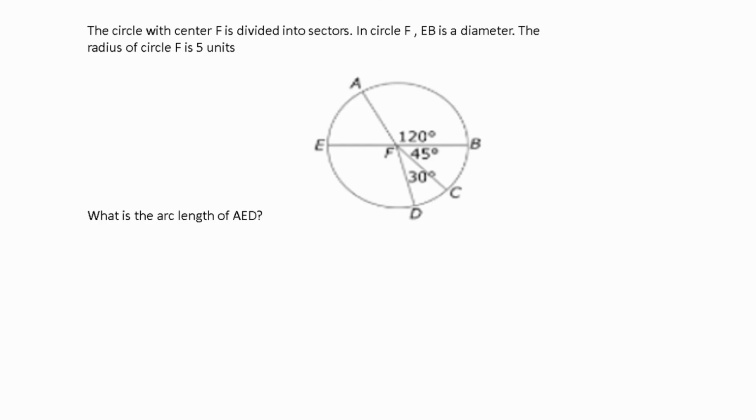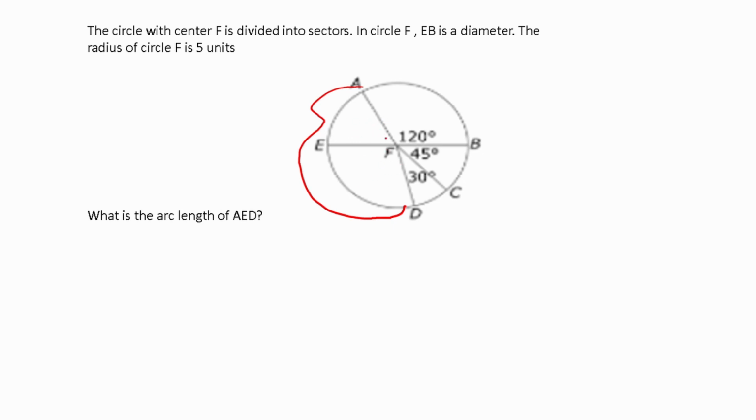And our last problem, it says the circle with the center F is divided into sectors. In circle F, EB is the diameter, and the radius of circle F is 5 units. It says, what is the arc length of AED? So we want to find the arc length of this section there.